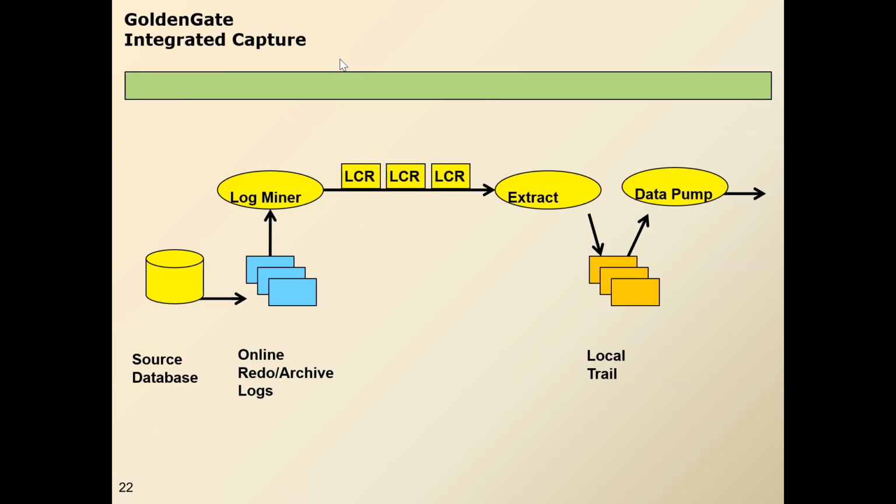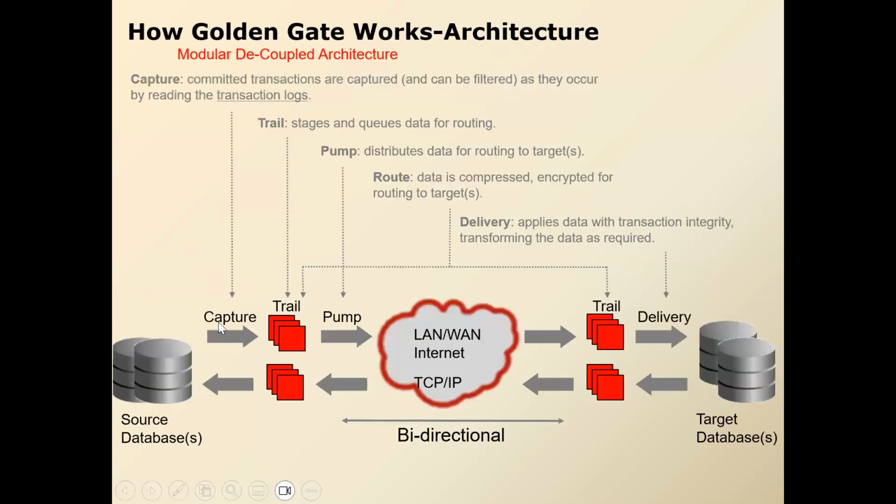Classic extract cannot read from redo log. No, Mayuresh is saying he has a question: that classic extract can only read from redo logs, it cannot read from archive logs. No, classic extract can read from redo as well as archives.